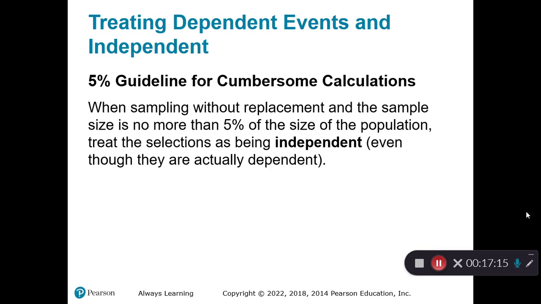If we are sampling without replacement, we can make an adjustment and treat it as if we were making selections with replacement, as long as our sample size is very small, meaning no more than 5% of the size of our entire population of interest. This will make it easier for us to calculate some probabilities when we have very large populations and very small samples coming from them.